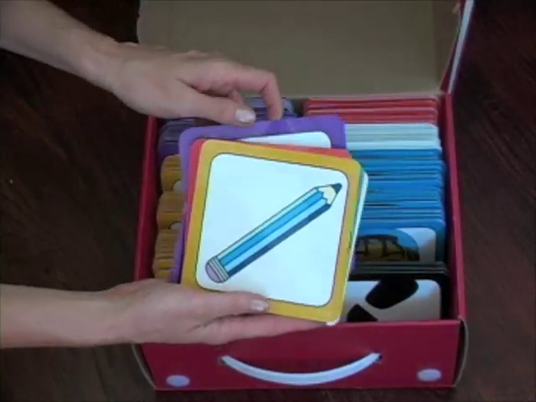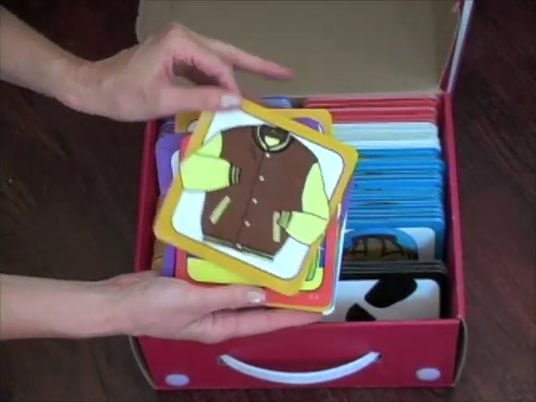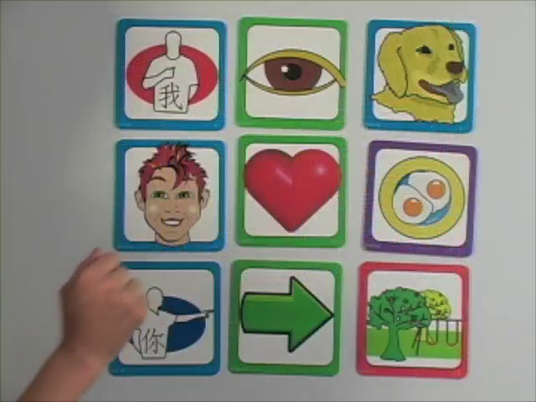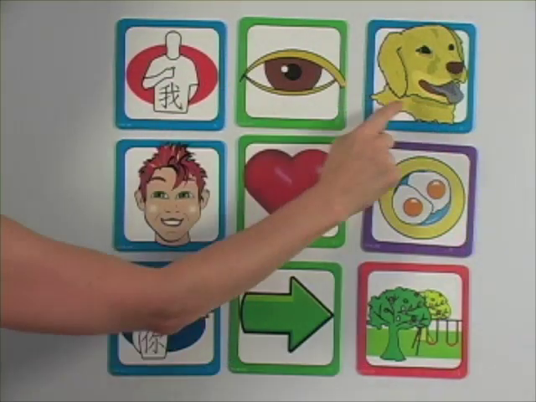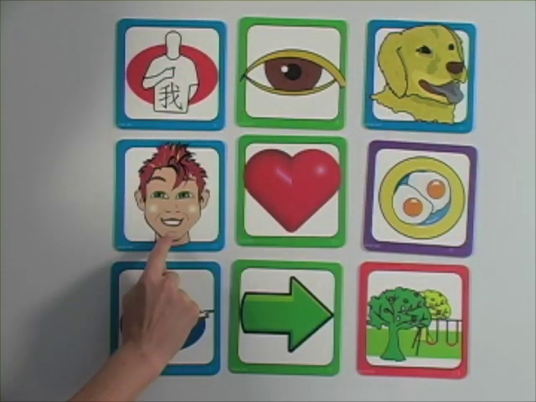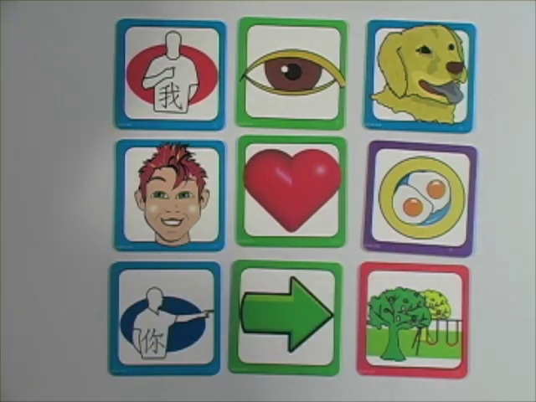Most cue cards are completely intuitive, requiring little or no explanation whatsoever. What do you think this sentence says? I see a dog. How about this one? He likes eggs. Or, you go to the park.